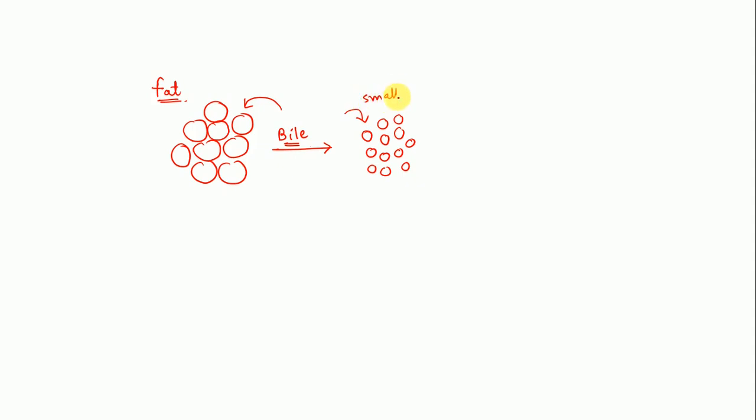After the fats are broken down into smaller globules, the digestive juices which are secreted from the pancreas, which we will study a little bit later, will be able to act on this emulsified fat. So bile is responsible for the proper digestion of fat, and this bile is secreted from the liver and stored in the gallbladder.